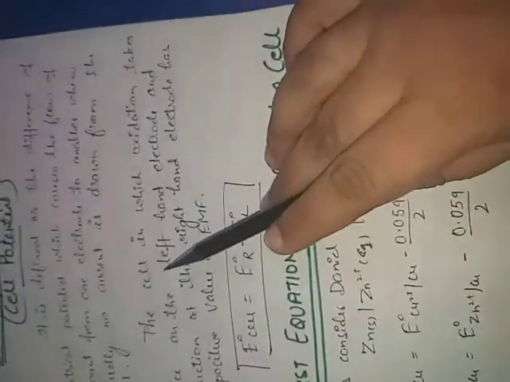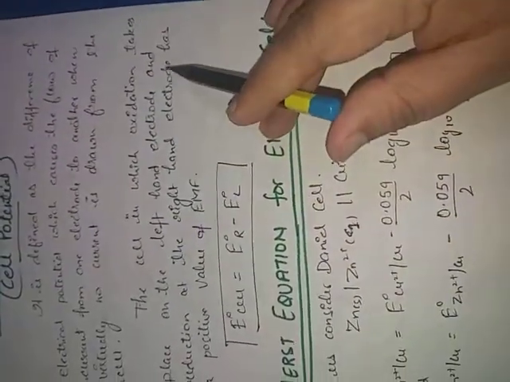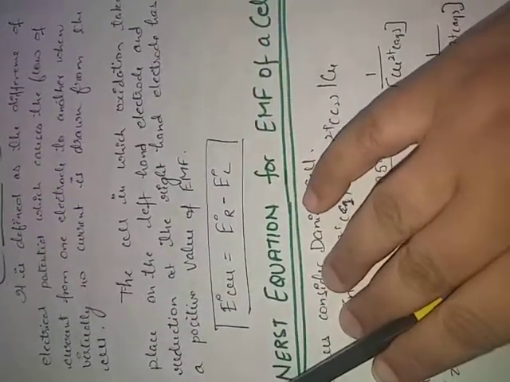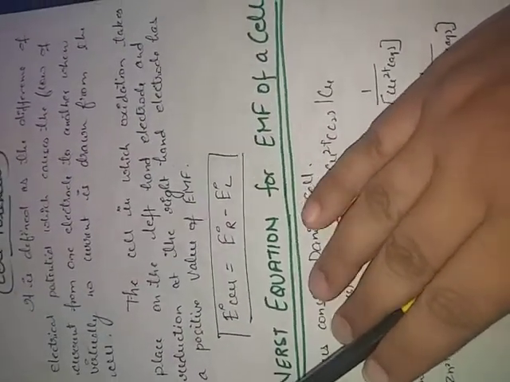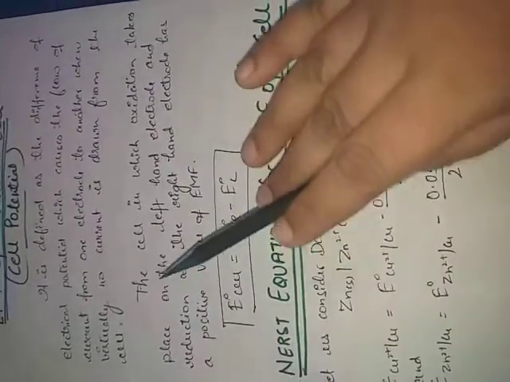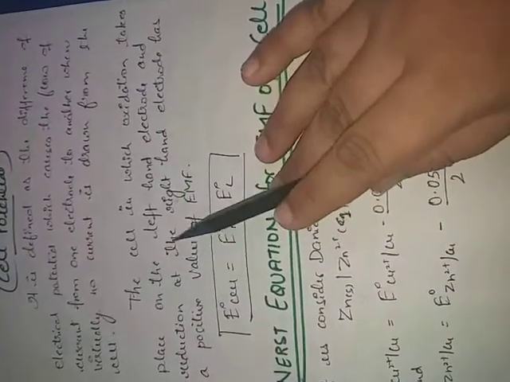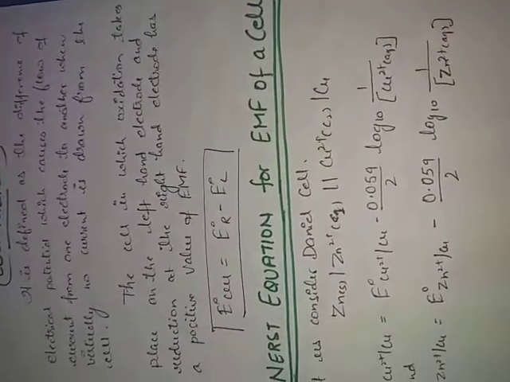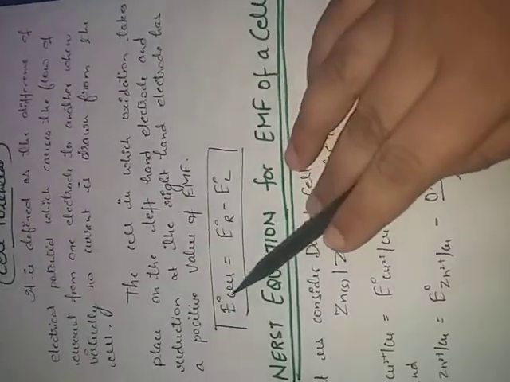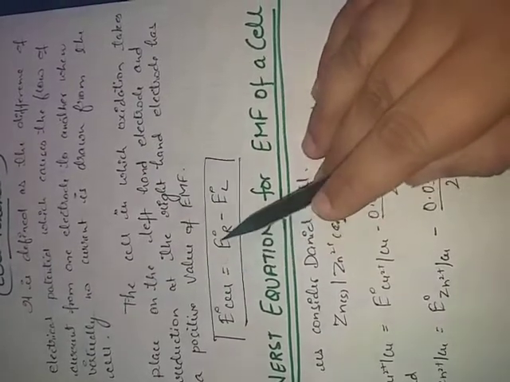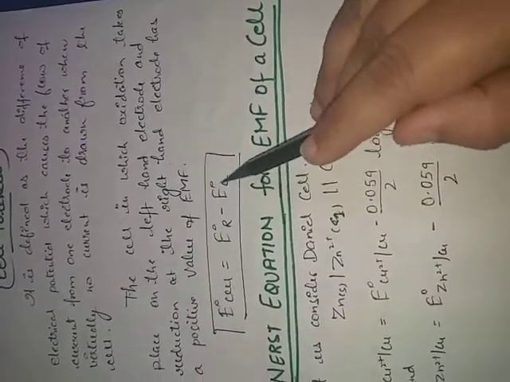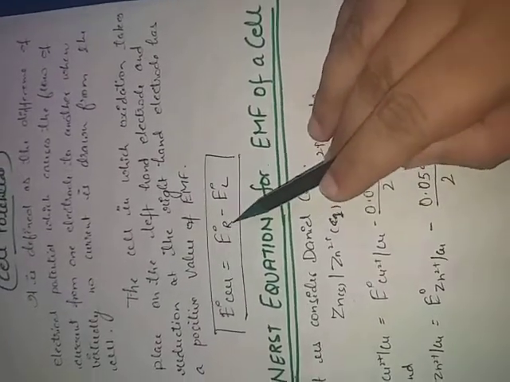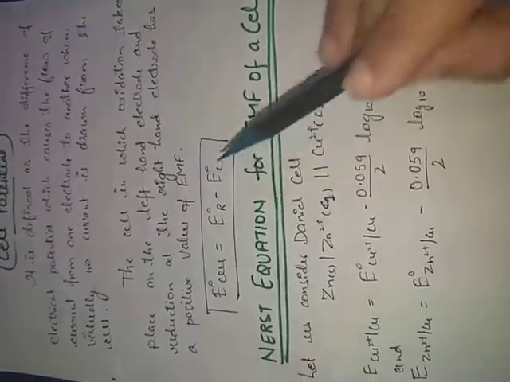The cell in which oxidation takes place, we know that it is placed on the left hand side, where the oxidation takes place, and it is the anode. And the reduction takes place at the right hand side, and it is the cathode. So E naught cell is calculated by the formula E naught R minus E naught L, right hand side minus left hand side, or E naught cathode minus E naught anode.